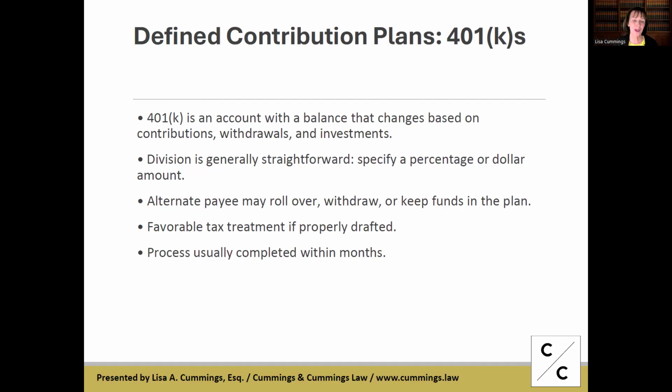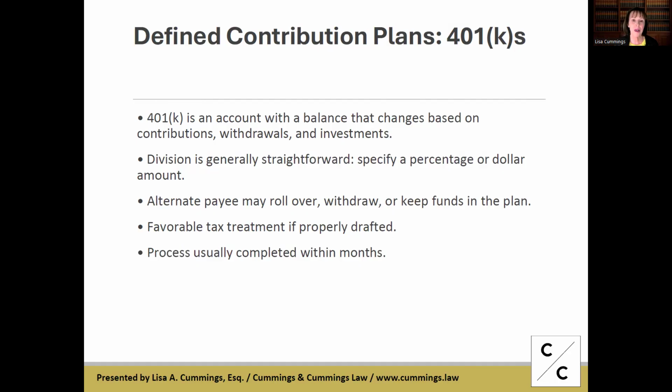In a 401k QDRO, the QDRO document requires that there is a precise percentage or dollar amount that would be awarded to the alternate payee. Once that division has passed through the court, and there's a signature from the judge, and then it goes to the plan administrator, and the plan administrator reviews it and says, yes, this is qualified, then at that point, the plan administrator will set up a separate account for the alternate payee. At that point in time, the alternate payee may roll over the money, they may choose to withdraw the money, or they may just keep the funds in the existing plan.